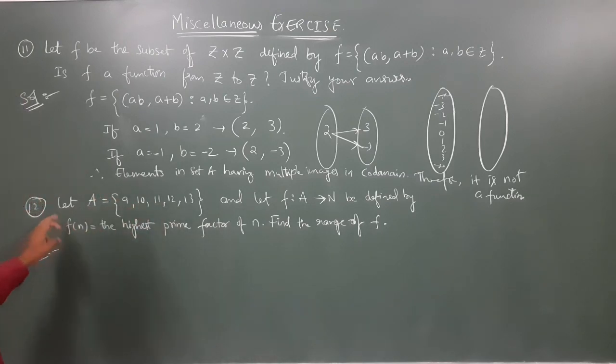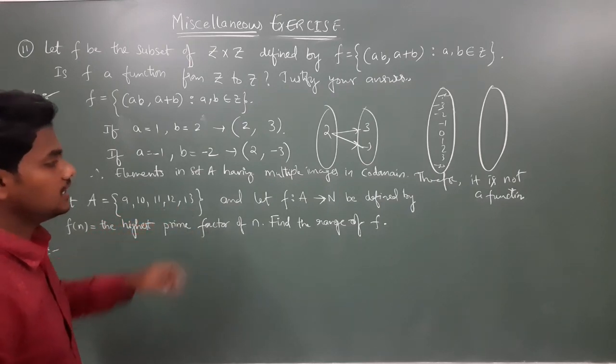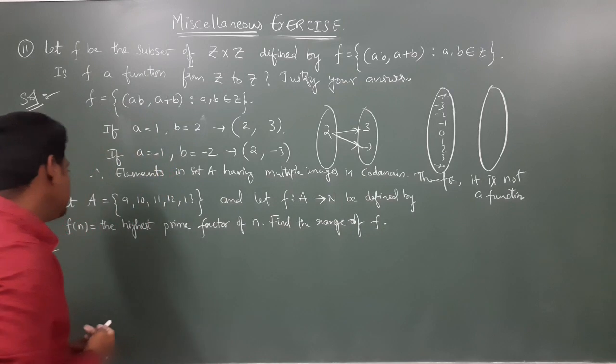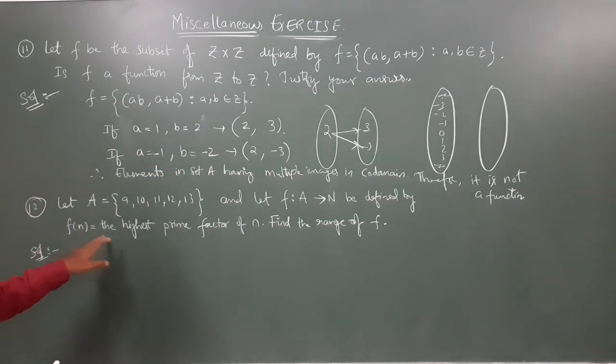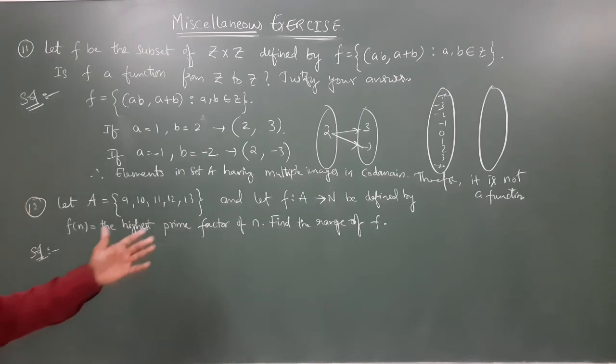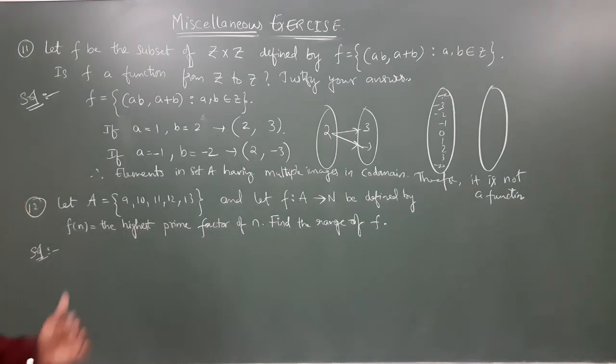Next we will go for question number 12. Let capital A be equal to {9, 10, 11, 12, 13} and let f from A to N be defined by f of n is equal to the highest prime factor of n. Find the range of f.